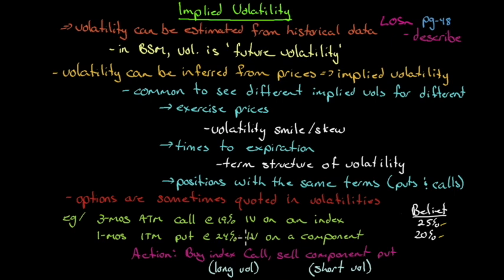So looking at it in terms of implied volatility gives us a better idea of whether or not a call or a put is underpriced or overpriced, based on what we believe future volatility will be. That's it. That wraps up this reading.